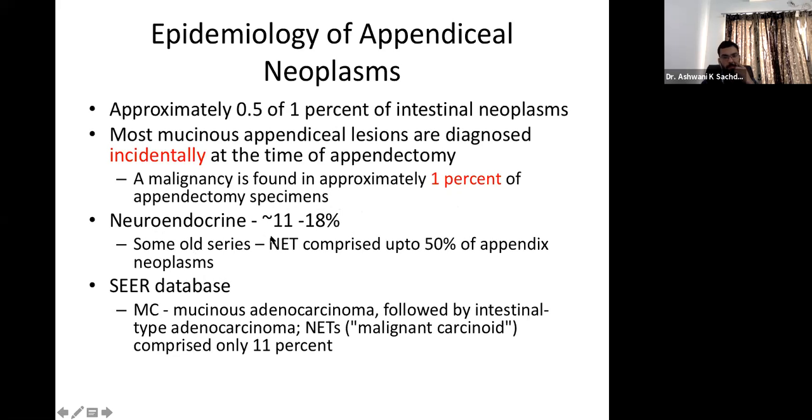Neuroendocrine tumors make up about 11 to 18% of appendiceal neoplasms. Some old series said that neuroendocrine tumors were the most common appendiceal neoplasm, about 50%, but recent series have shown that only 11 to 18% are neuroendocrine. The most common histology is mucinous adenocarcinoma, followed by intestinal type adenocarcinoma, and the third most common is neuroendocrine tumors.